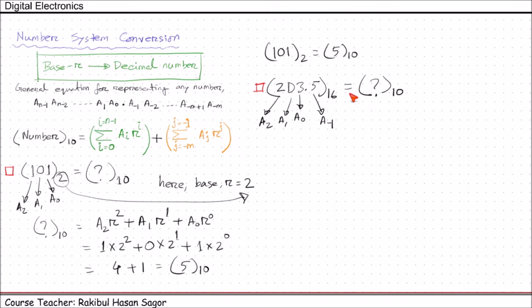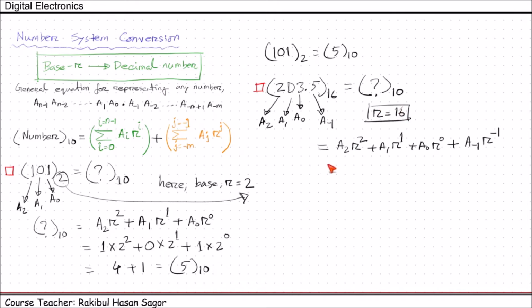So the decimal number is equal to A2 R to the power 2 plus A1 R to the power 1 plus A0 R to the power 0 plus, we need to write this fractional part, A minus 1 R to the power minus 1. That's it. What is the value of radix or base here? The value of base equals 16. This is a hexadecimal number.